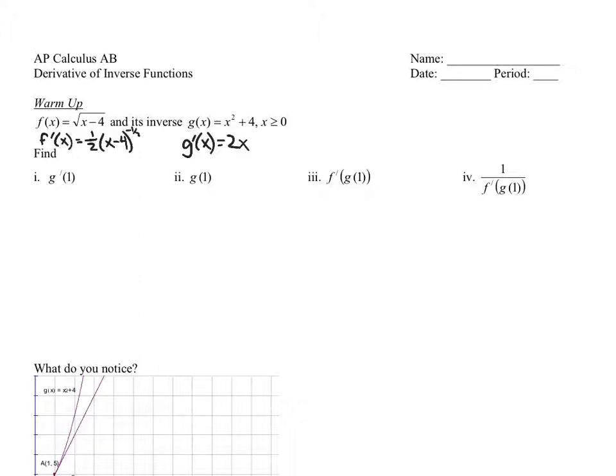G prime of 1. This is the easy part. That's 2. What's g of 1? 5. What's f prime of g of 1? So in other words, f prime of 5. We have 1/2 times the square root of 1, right? Oh, yeah, 1 over the square root of 1. So that's 1/2.